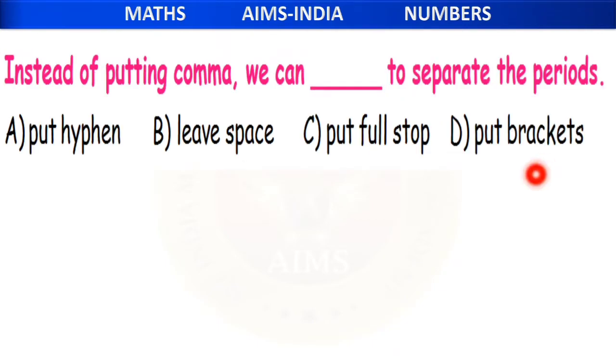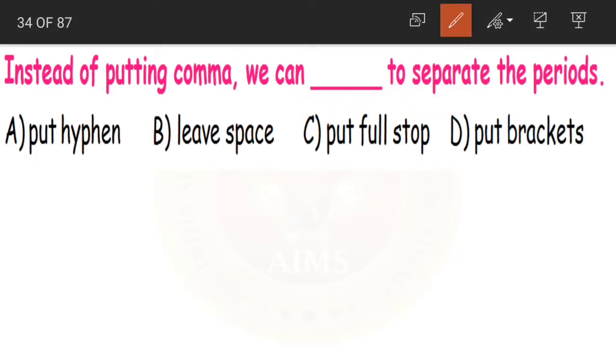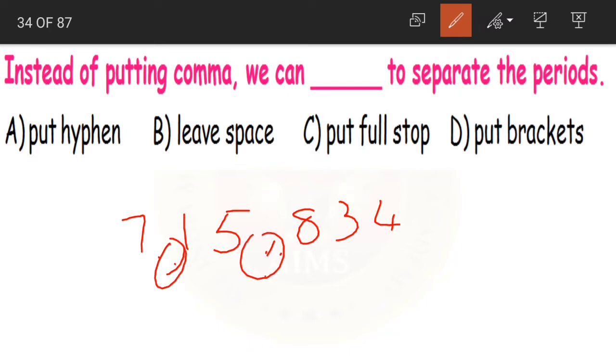Next, instead of putting comma, we can dash to separate the periods. So what are they saying? Normally, what do we do, children? See, we use commas to separate the periods. Yes? So what are they saying? Instead of this comma, what can we use to separate the periods? Option B, leave space, and option C, put full stop. I can write it like this also.